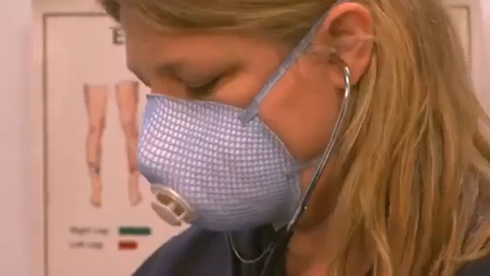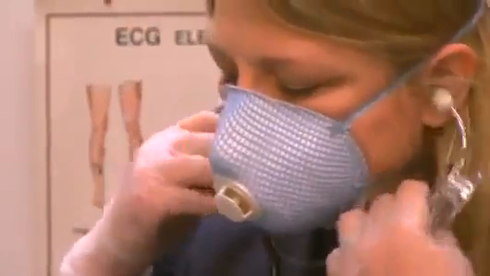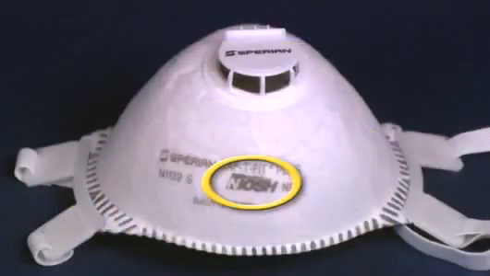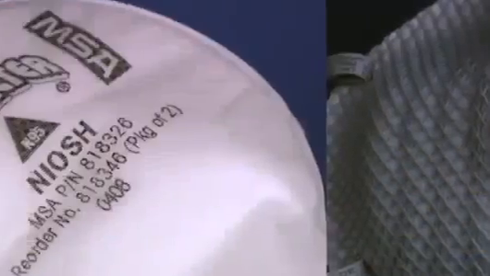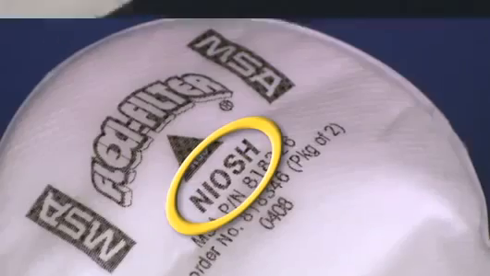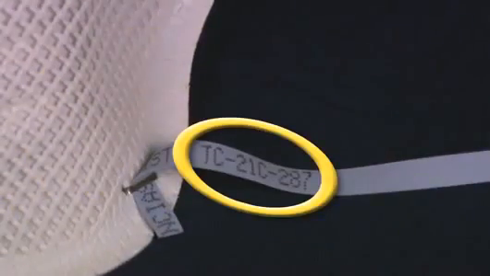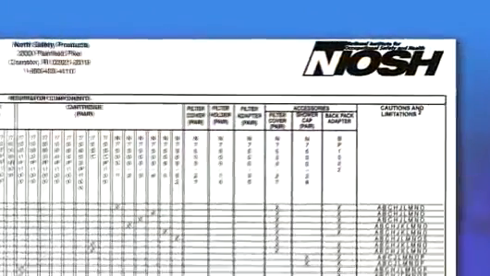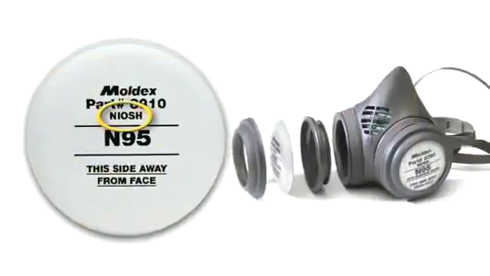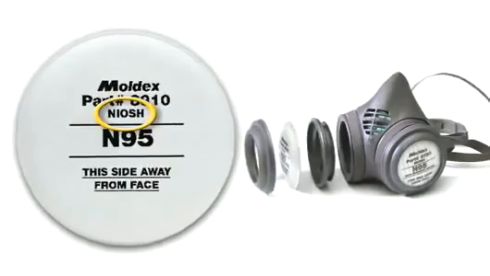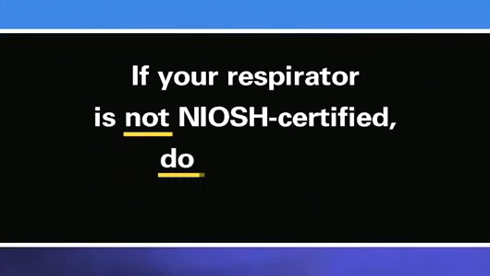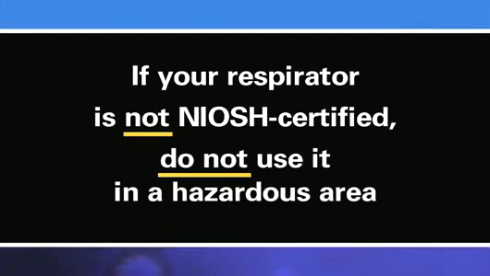When respiratory protection is needed, OSHA requires employers to provide NIOSH-certified respirators to their workers. To see if your respirator is NIOSH certified, look for the NIOSH logo, as well as the Test and Certification Approval Number, or TC number. These can be found on the respirator's package or user instruction insert. And sometimes they appear directly on respirator components, such as the respirator filter or cartridge. If your respirator is not NIOSH certified, do not use it in a hazardous area.